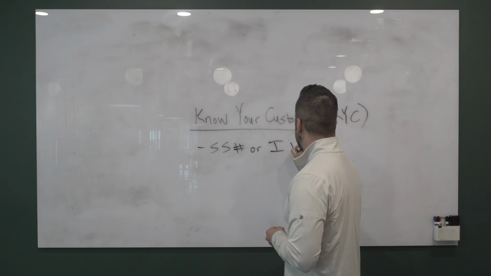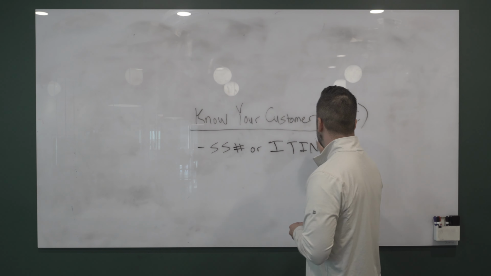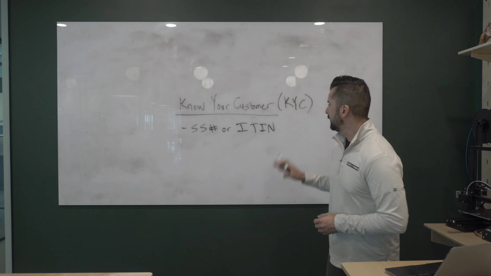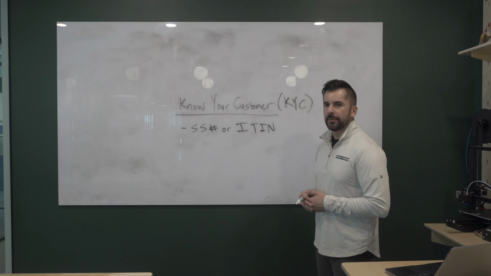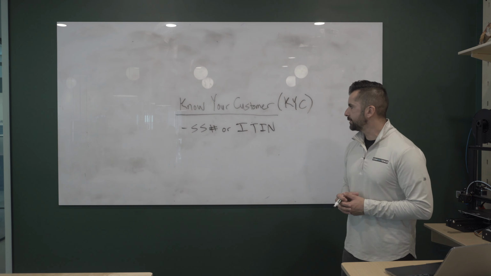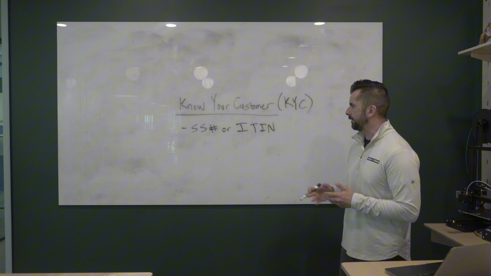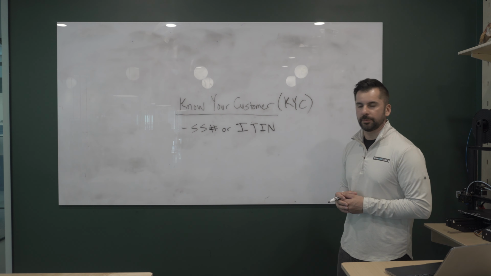An ITIN, as you learned in the previous package if you had a chance to watch those videos, is an individual taxpayer ID number. And the social security number, obviously, is valid for US citizens. So that's pretty self-explanatory if you're a US citizen applying for any banking products.